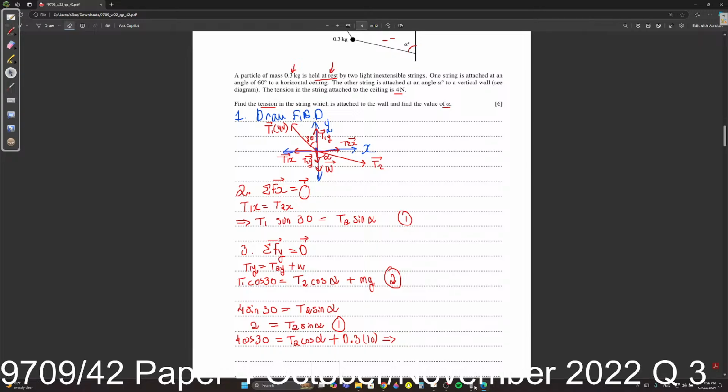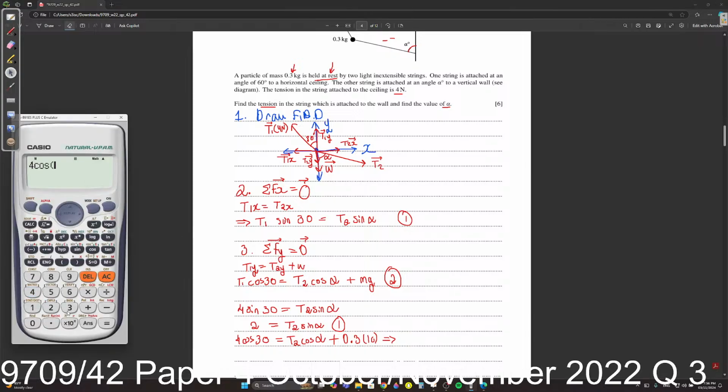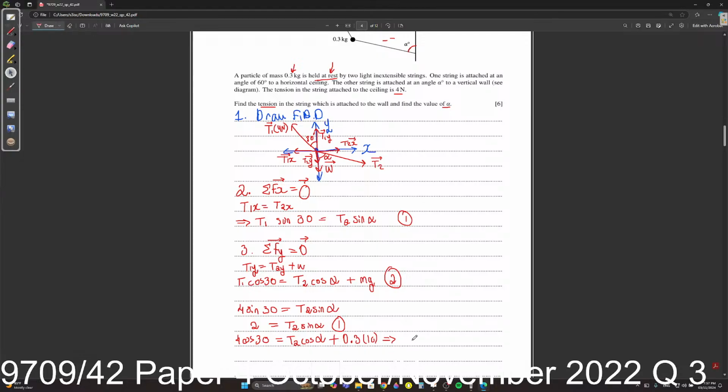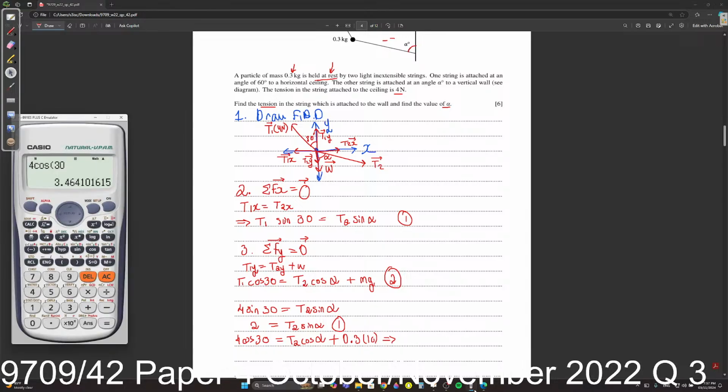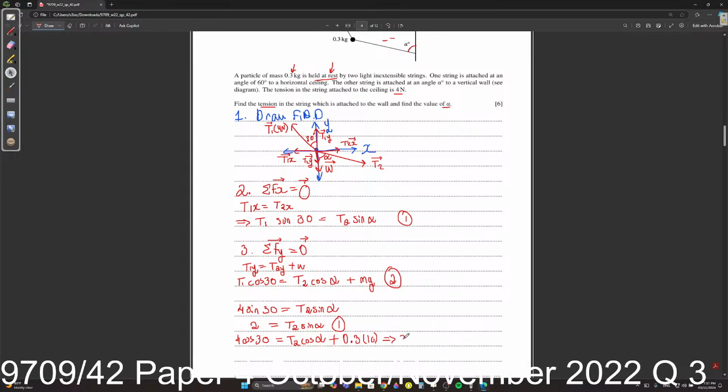Let me take out the calculator. 4 cosine 30. Remember, it should be in degrees. You're going to get 3.46. Let's say 3.46 is equal to T2 cosine alpha plus 0.3 times 10, which is 3. So we can take 3 to the other side.